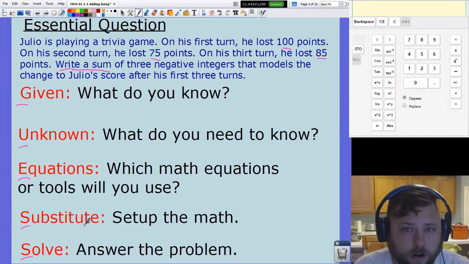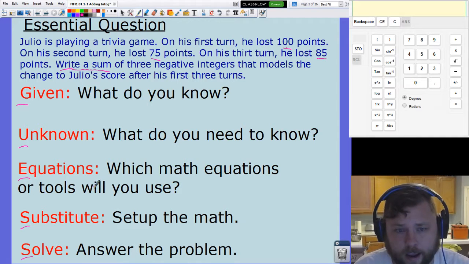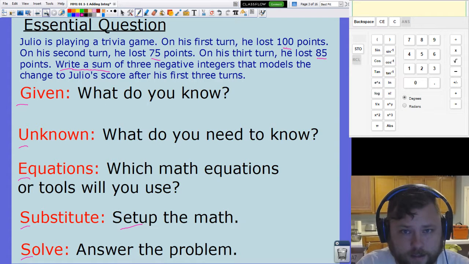Like what do you think you're going to have to do in this problem? Sometimes you might multiply or divide or do fractions and stuff. So what tools are we going to have to use? Substitute, so I'm going to call this setting up the math. So, okay, let's set up our equation to solve this and then to actually solve the problem. All right, so we'll get back to this later.